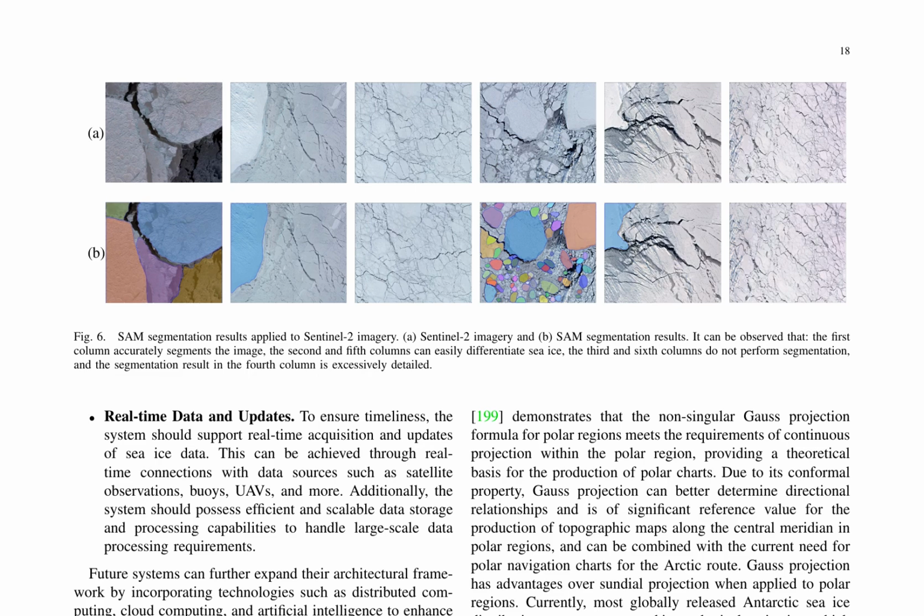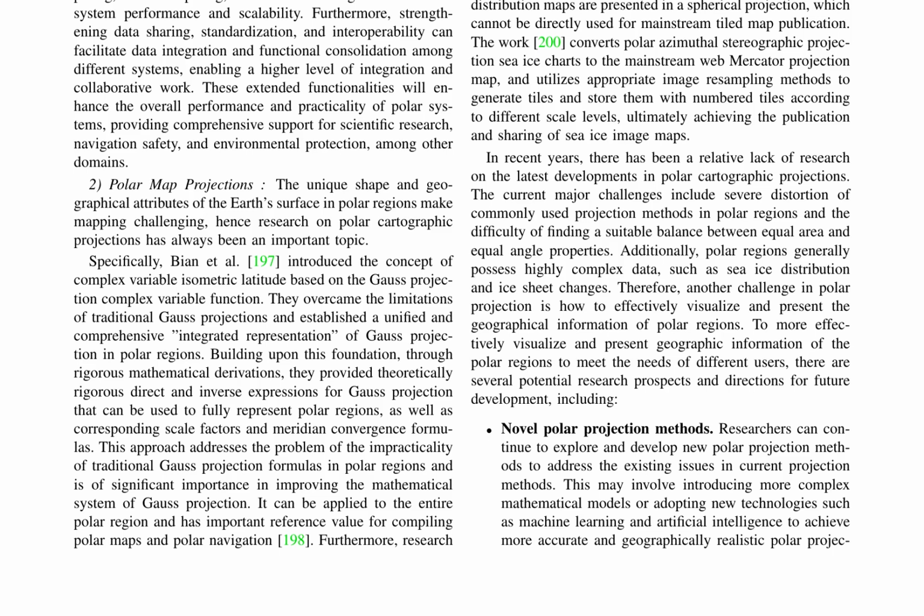Furthermore, the authors discuss the challenges of polar map projections, including severe distortion of commonly used projection methods and the difficulty of finding a suitable balance between equal area and equal angle properties. They highlight the need for novel polar projection methods, exploring new mathematical models or adopting technologies like machine learning and artificial intelligence to achieve more accurate and geographically realistic polar projections.